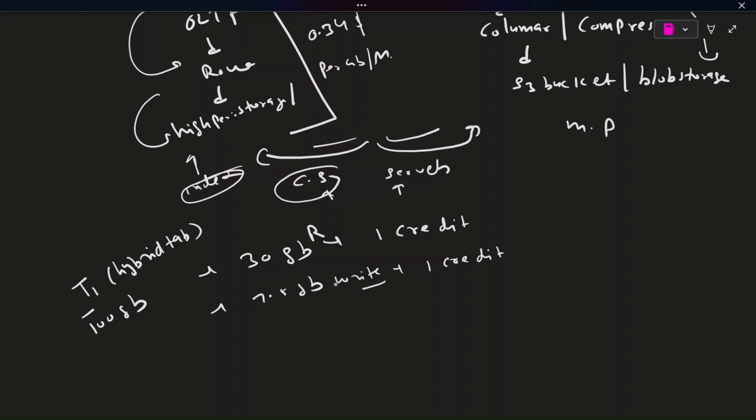So 1 plus 1. Let's say in a day, or at a single shot, I am reading 30 GB data, so I consumed one credit. And let's say in a day or in a single shot, I'm writing 7.5 GB of data. So one credit is used for 7.5 GB also. So 2 credits.